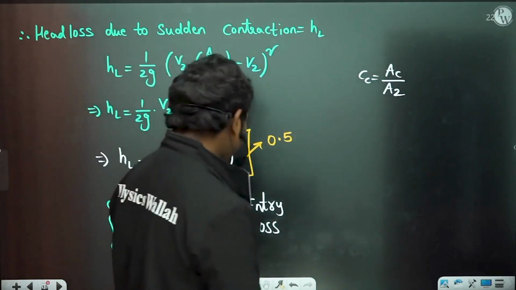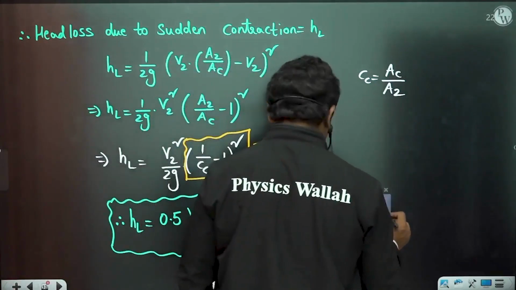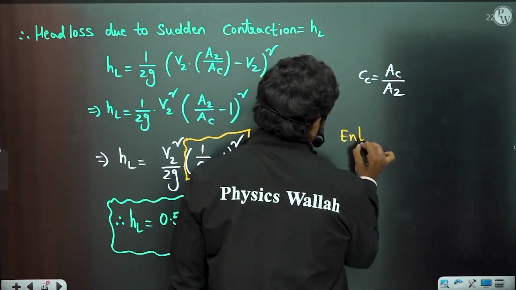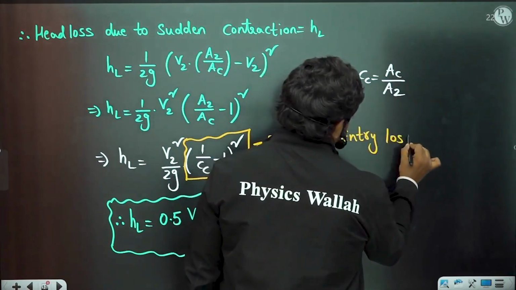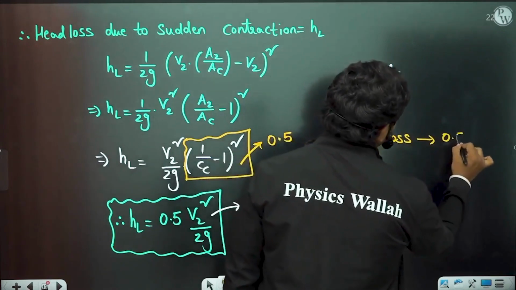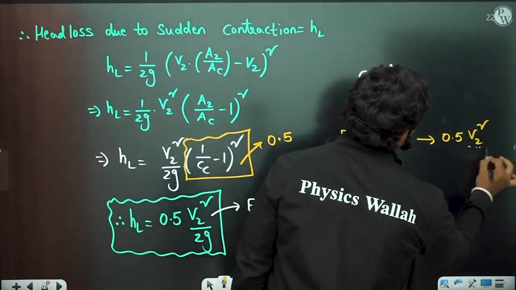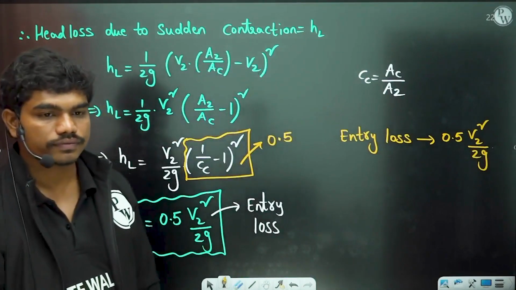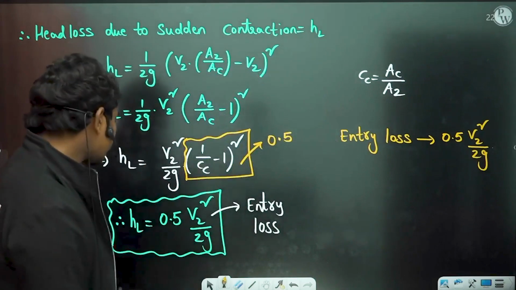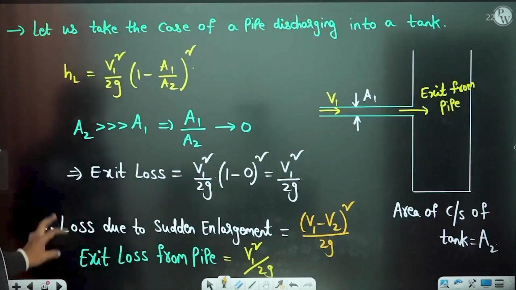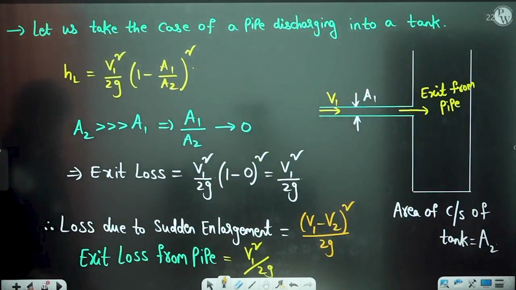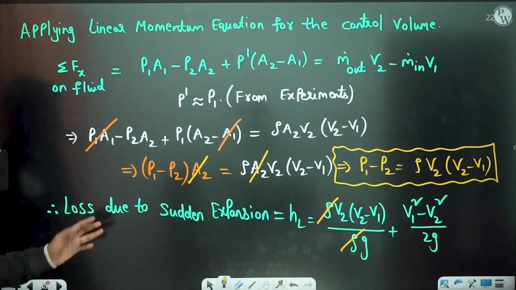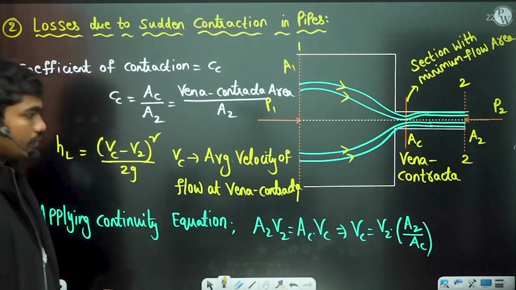So that's how we have the entry loss as 0.5 times V2 square by 2G. Okay, so we have this clear. So that's how we get the answer. Fine, so this is a simple analysis like what we have done. Same as the previous case, we take the linear momentum equation and Bernoulli's equation, and we work out certain things for getting this result.